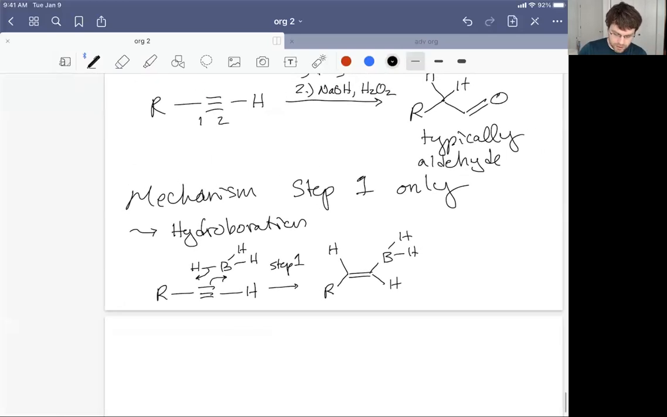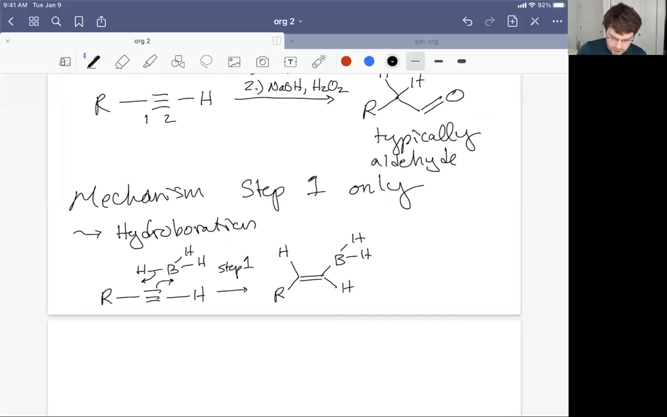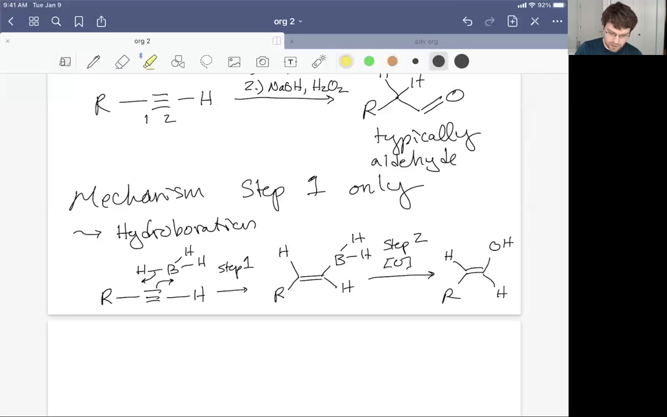Now, step 2 is the oxidation procedure. In step 2, we're going to oxidize, and I like to write an O with brackets around it to indicate oxidation. In step 2, we're going to treat the boron with some sodium hydroxide and hydrogen peroxide that will oxidize the carbon-boron bond to make a carbon-oxygen bond, and that carbon-oxygen bond is going to simply be an alcohol. But now this isn't your run-of-the-mill alcohol, this is an enol.